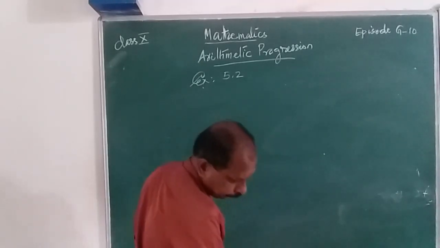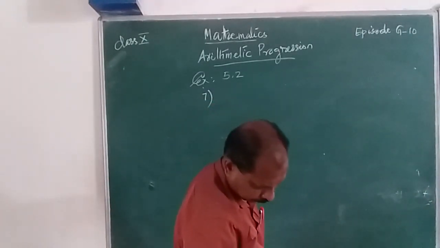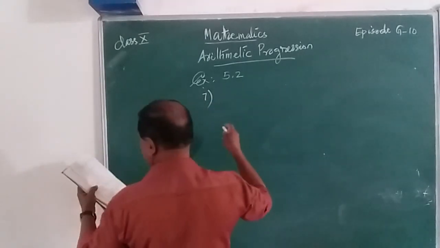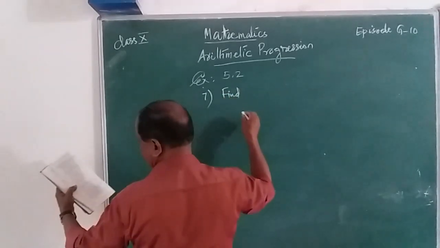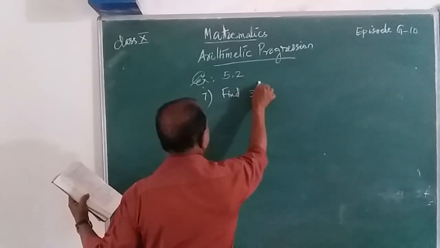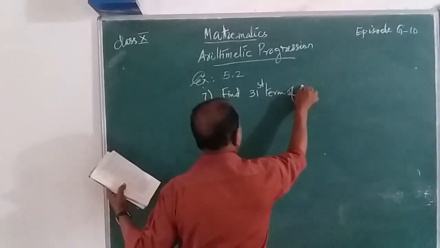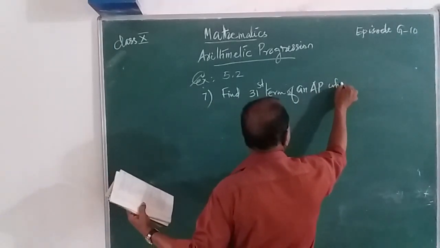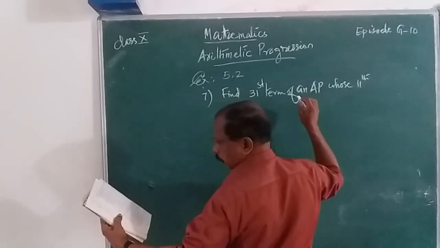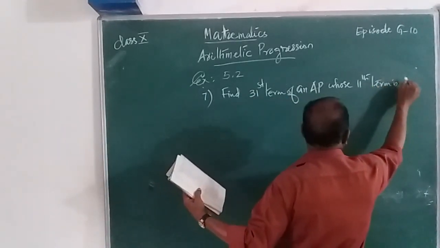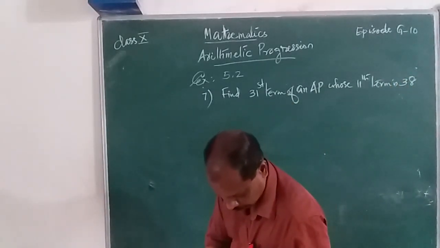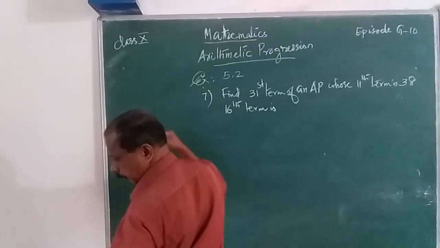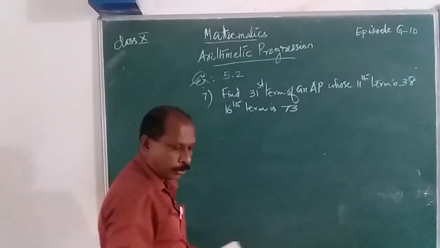Then question number 7. Find the 31st term of an AP whose 11th term is 38 and the 16th term is 73. This is an important question.